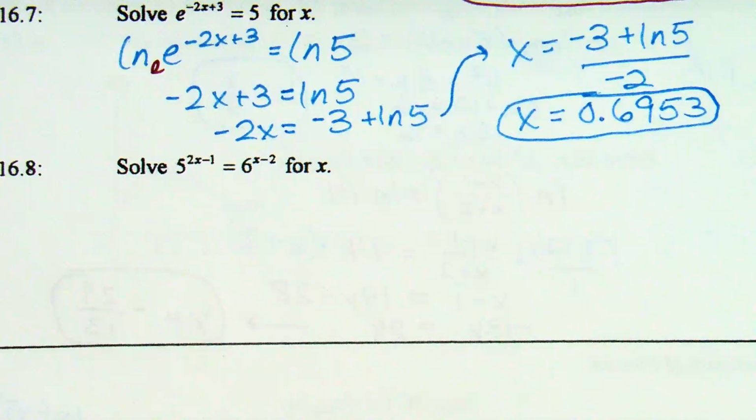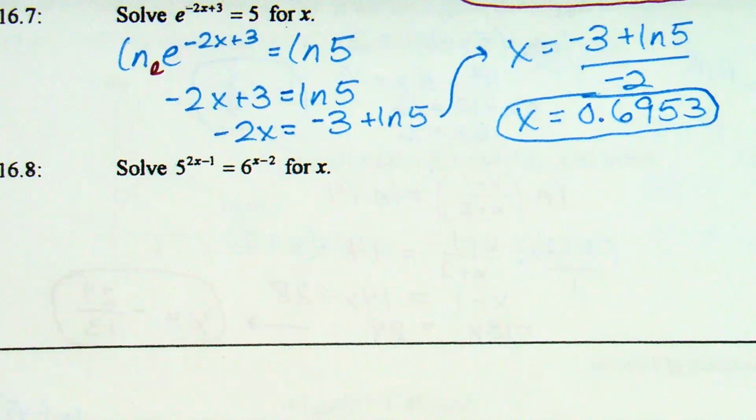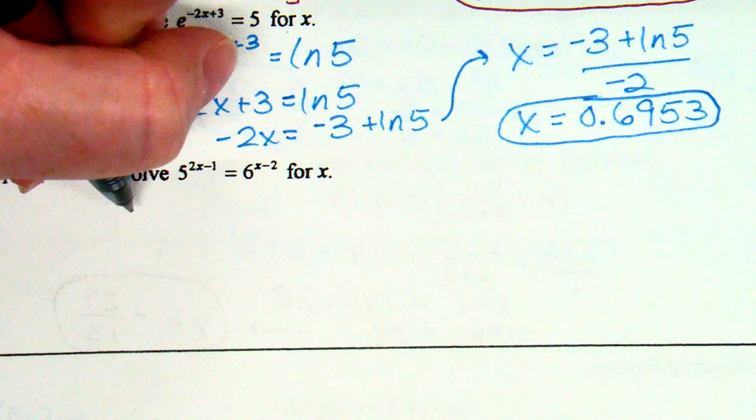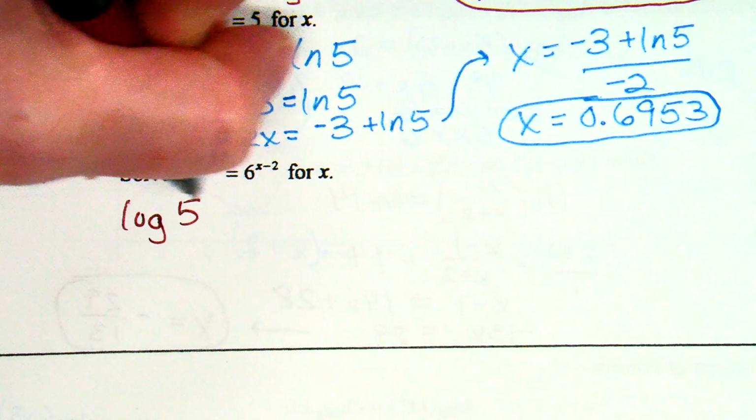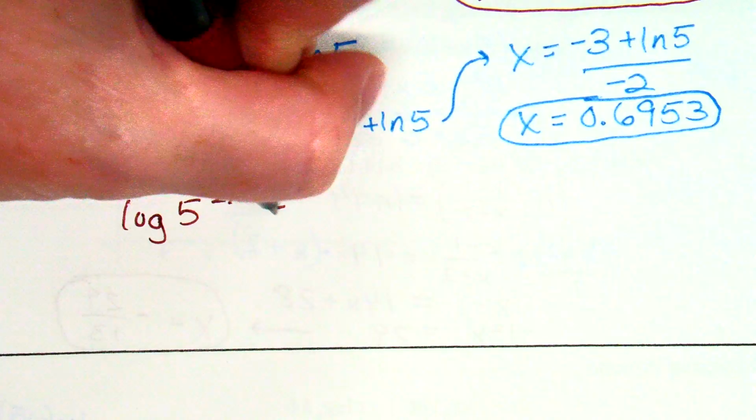Okay. Example 8. What are you going to tell me? Take the log of both sides because 5 and 6 cannot be written with the same base. Log base 10 or natural log? Technically it doesn't matter. Because there's no 10 and no e in the problem, whichever one makes you happy will all work out the same. I normally go log base 10 here. So log of 5 to the 2x minus 1 equals log of 6 to the x minus 2.